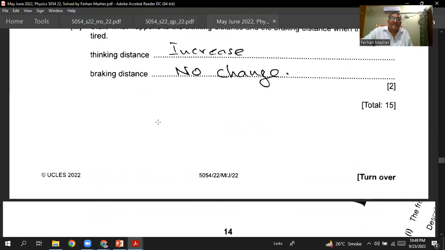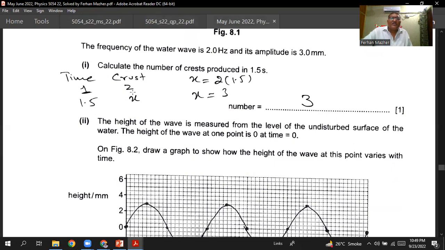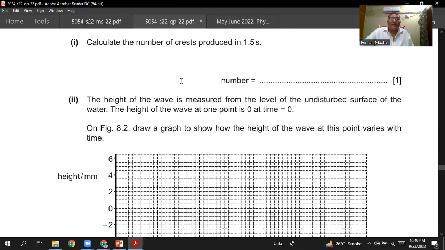I hope you understand. So in 1 second, 2 crests are produced. So in 1.5 seconds, how many crests will be produced? I'm using the method of proportionality. Cross multiply: x equals 2 into 1.5, and that will be 3. This is how we will do that. So 3. Our answer is right. Okay, so we are going to the next question.